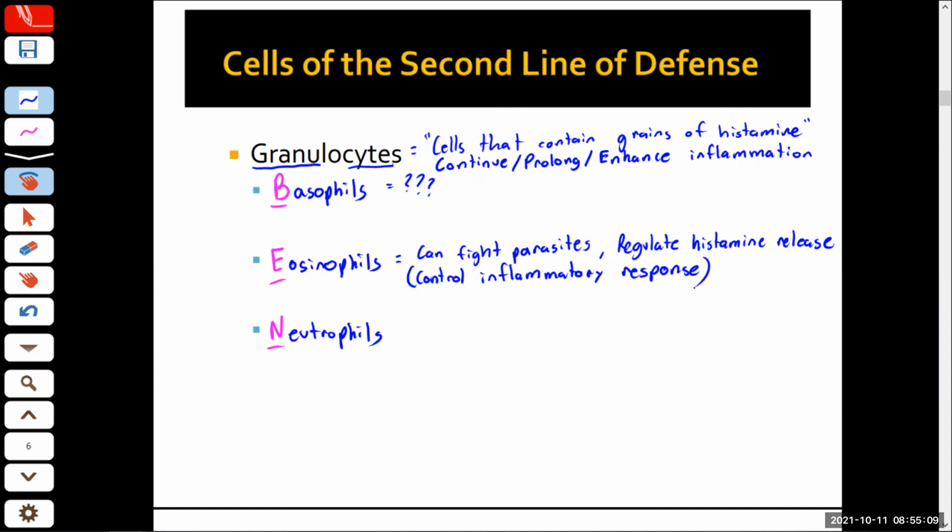So who's responsible for telling you to stop being inflamed? Eosinophils. They're the ones that tell you, all right, we're done, we're good, the infection is clear. Neutrophils, I'm going to leave this a little ambiguous here. I know we kind of said this before, but I'm just going to say they release histamine. All three of them release histamine. I'm just mentioning that your neutrophils can release histamine. So those are your granulocytes.